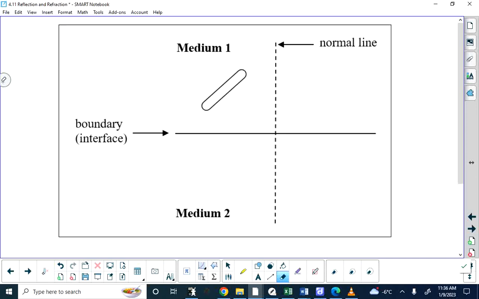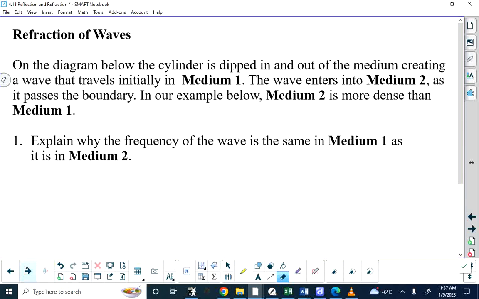So we have that, which is called the boundary. Sometimes we call it the interface. Medium 1 is called medium 1 because it's the first medium the wave is going to be in. Okay? And medium 2 is the second medium. The normal line is not a line that's just perpendicular to the boundary on one side, it's perpendicular everywhere. So if this is a water wave, the wave can travel here and it can travel here. It can travel in any part of this diagram. So let's see what we are asked to do.